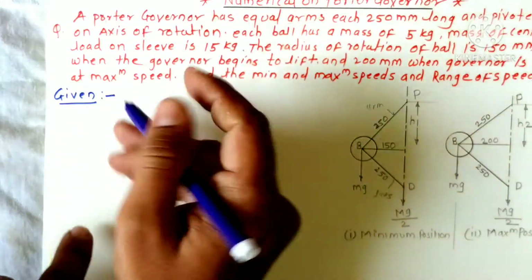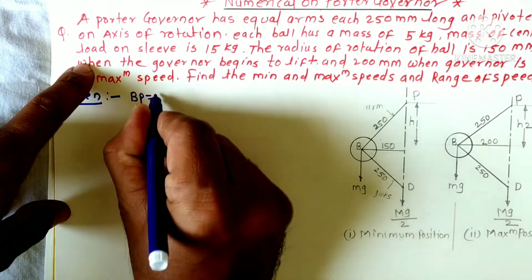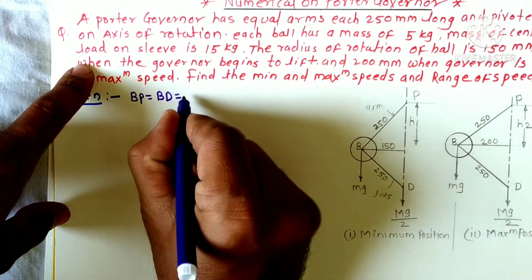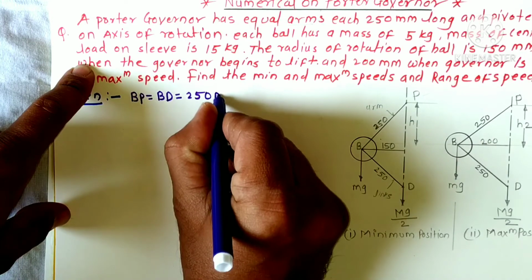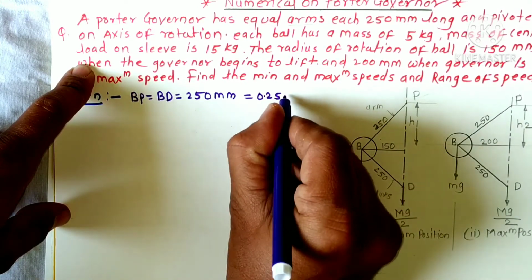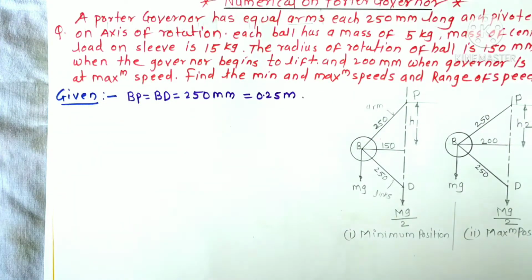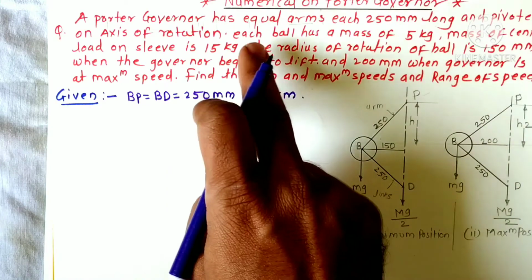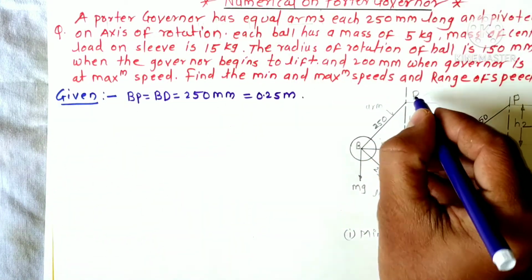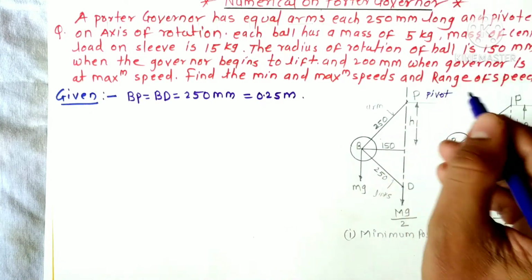So what are the given things? BP is equal to BD is equal to 250 mm. Convert it from mm into meter, it is for calculation purpose. Next, each on the axis of rotation P. P is the point of pivot.